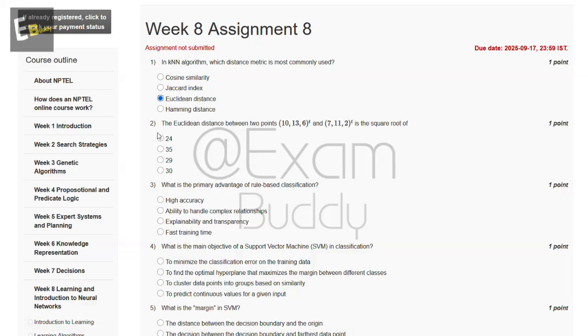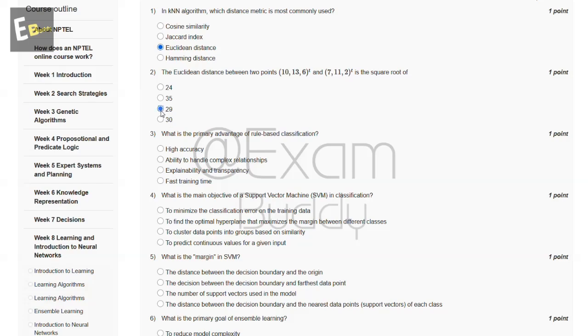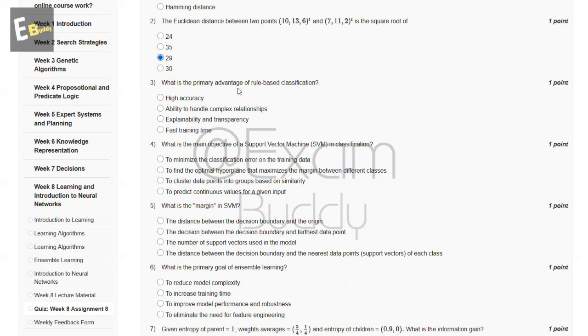Now the second question is the Euclidean distance between 2 points. This and this is the square root of. So these are the options and the answer of our second question is C. Now the third question is what is the primary advantage of rule-based classification? So these are the options and the answer of our third question is C.